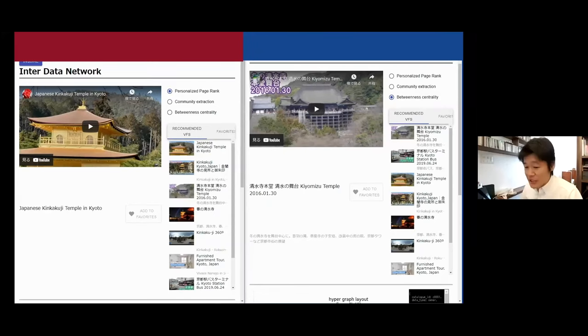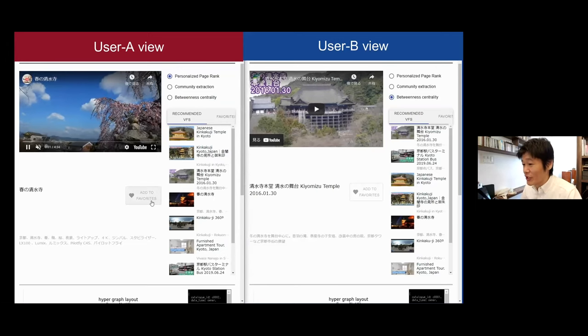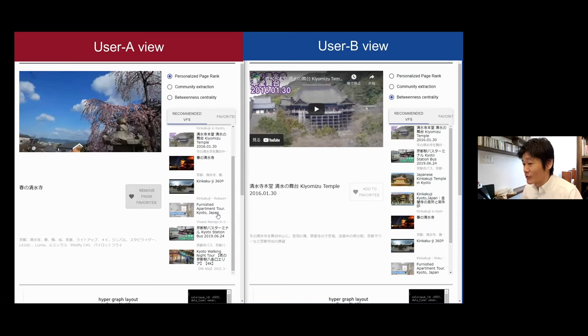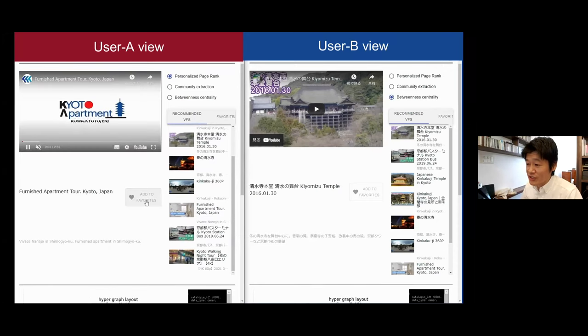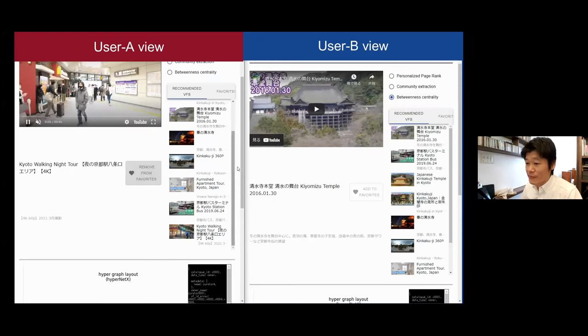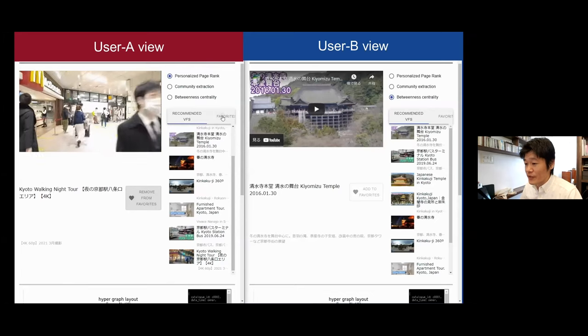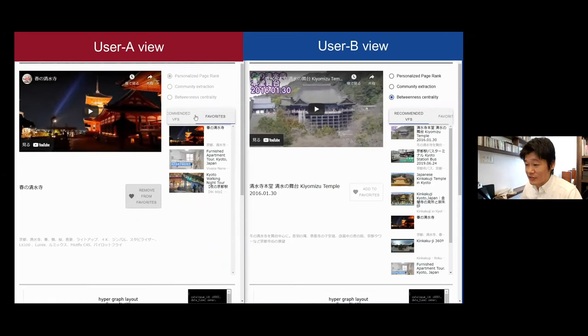So this is user by user different, getting different results, changing the algorithm here, and also changing the favorite here. So this is a user A view. Favorite track is like this.